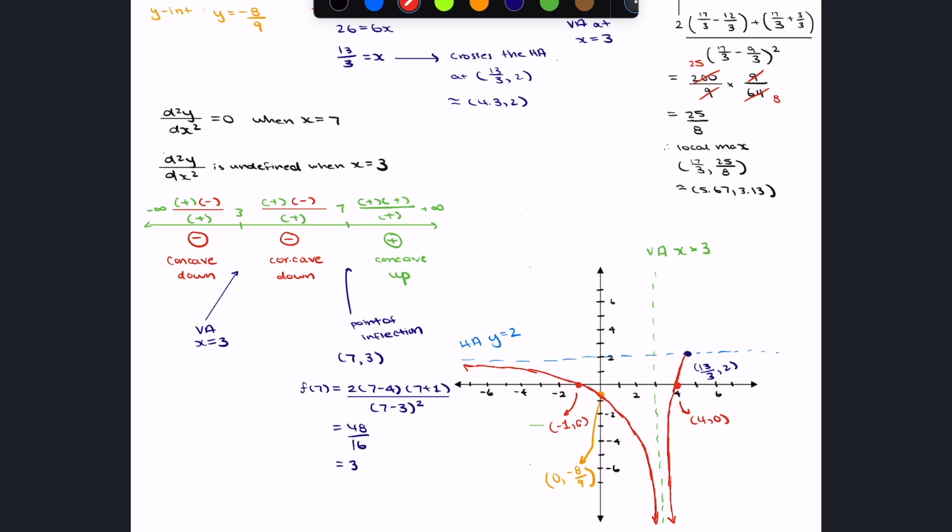We know that we have a local max at (17/3, 25/8). So about 5.667 and 3.13. So a little bit above here. So around this point, where the local max is. So let's just drop that there. So around this point, that's where our local max is, (17/3, 25/8).